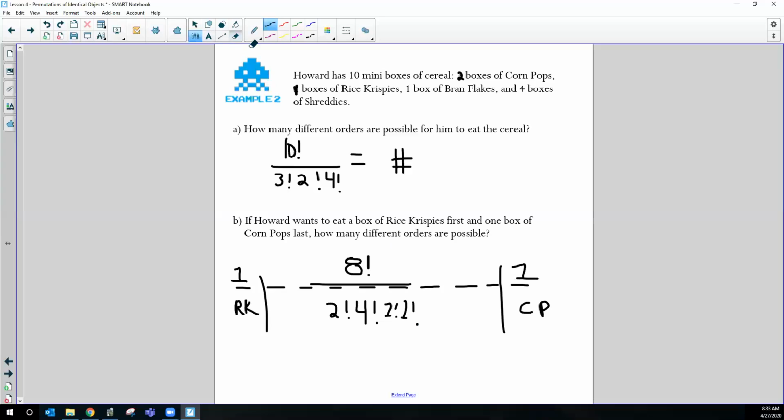Okay, so when you have restrictions, just be careful. Now, I know there are 4 corn pops, but if your corn pops need to be last, it doesn't matter which one of the 4 you pick, they're all the same. So you don't have 4 possibilities there. You only have 1 corn pop at the end.